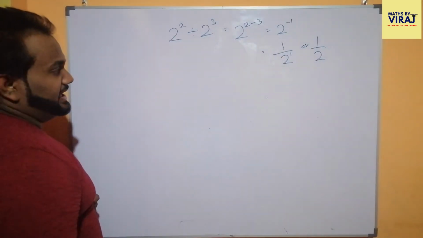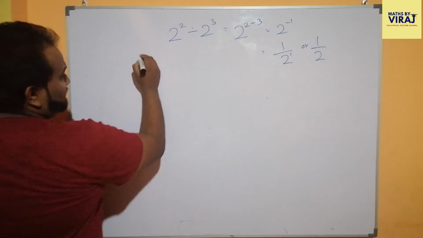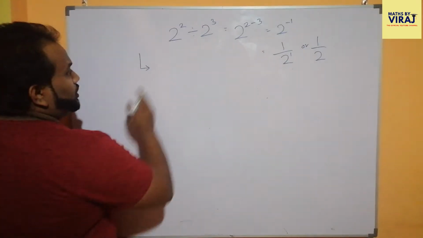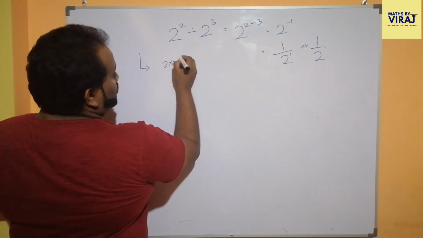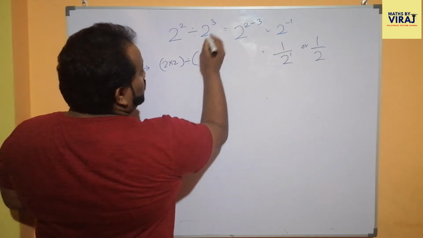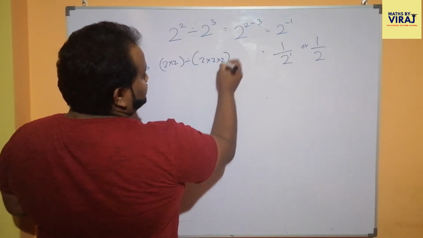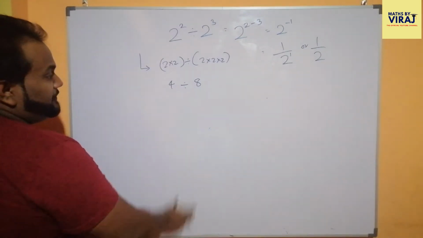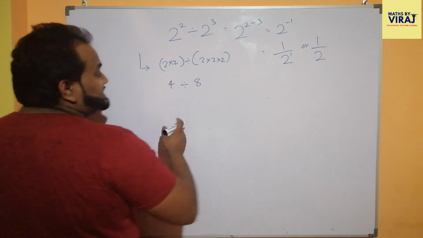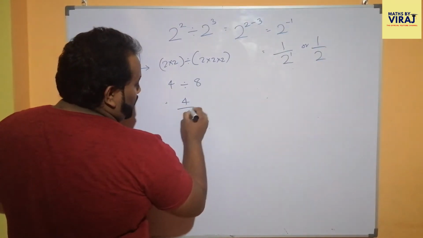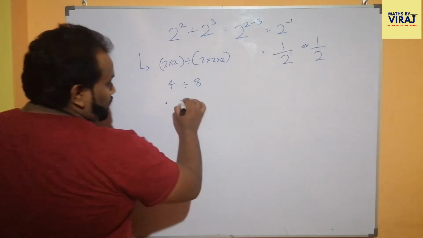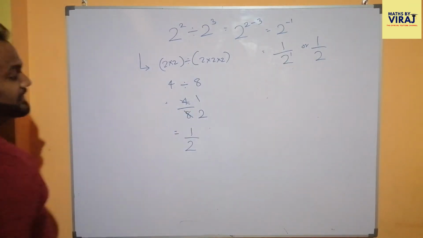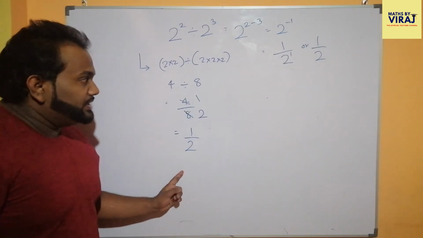Both are the same. What if I were to do this in normal mathematical way? 2 to the power 2 is 2 into 2 divided by 2 to the power 3, 2 into 2 into 2. Where 4 is divided by 8. If I divide 4 by 8 as a fraction, it would look like 4 over 8. 4 times 1, 4 times 2. Again, I end up with the answer 1 over 2.